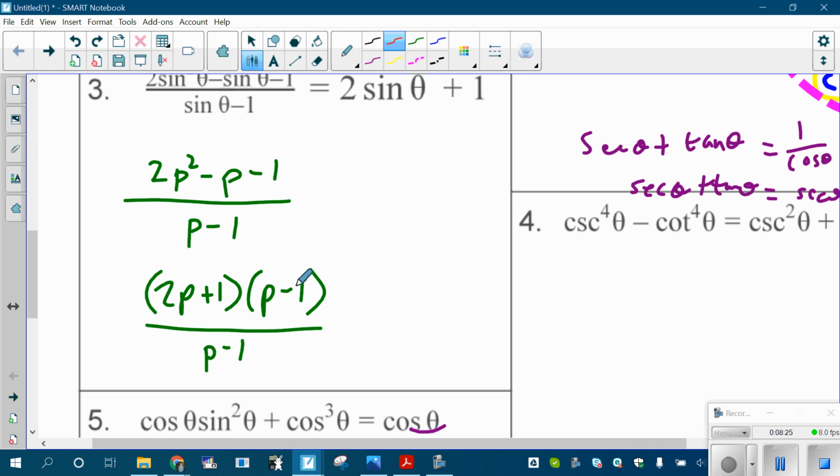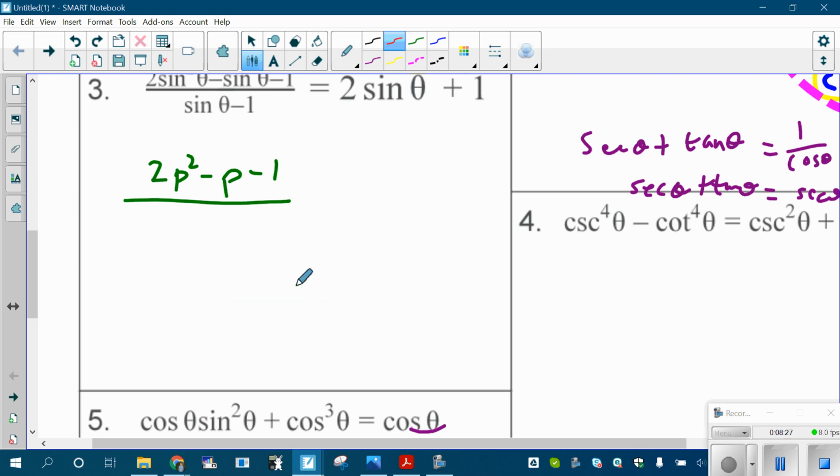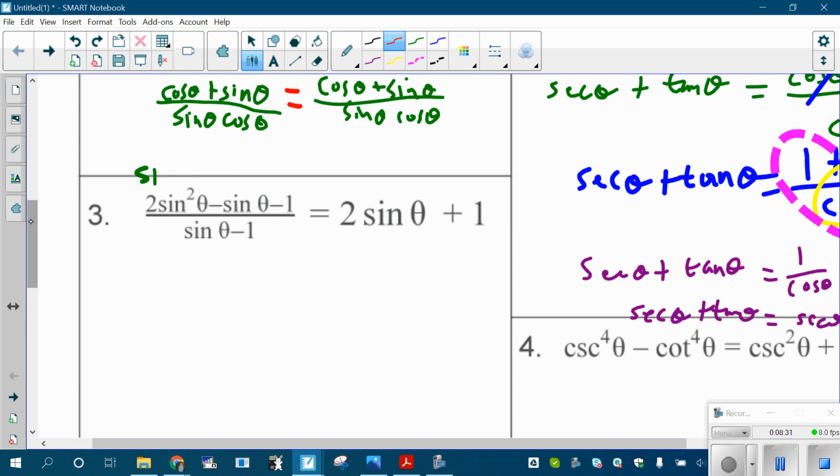Now let's do that with the sines and cosines. Actually, this is just sines in this case. So 2 sine squared minus sine minus 1. That's a quadratic expression with sines, so I'm going to factor it. I'm working the left side, so the right side is going to stay exactly the same.